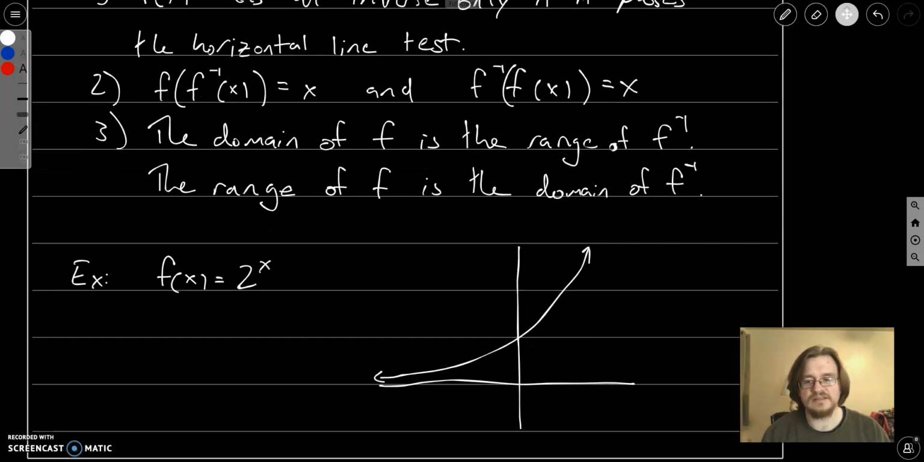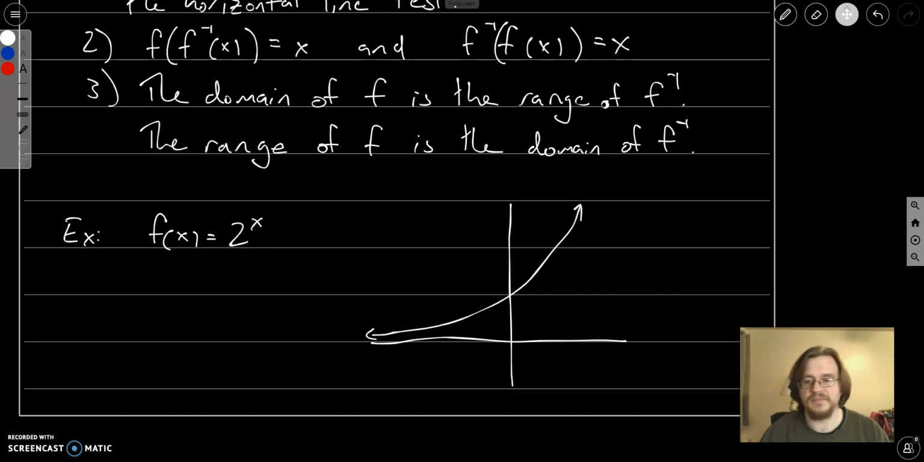So let's look at our function here that we were looking at last time. This is an exponential function, and this certainly does pass the horizontal line test. If we draw a horizontal line, it doesn't matter where we draw it, it'll only ever intersect once. So this passes the horizontal line test, so this has an inverse.